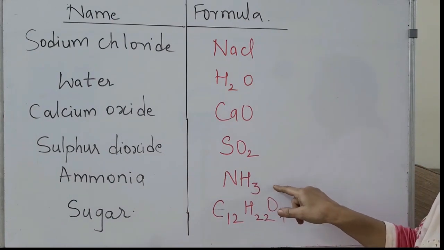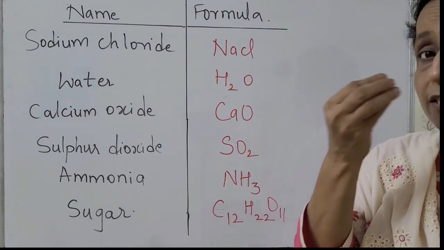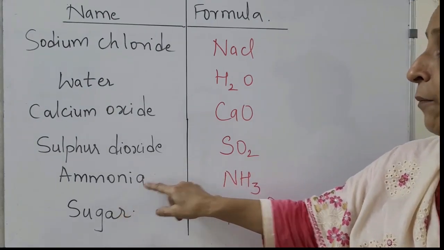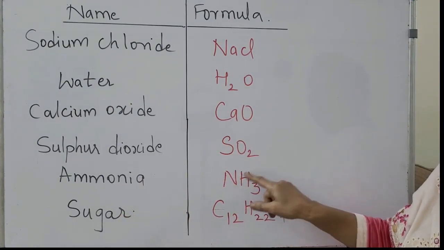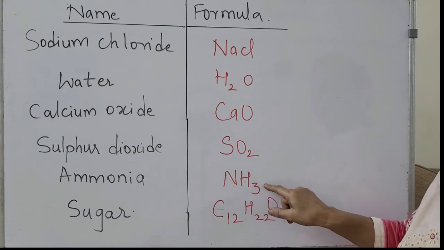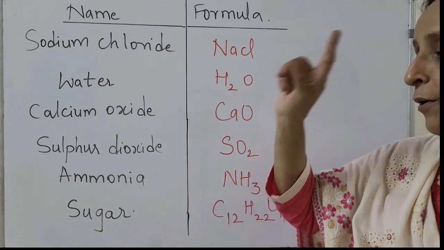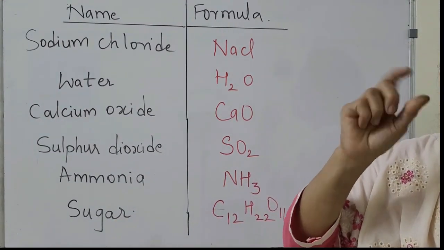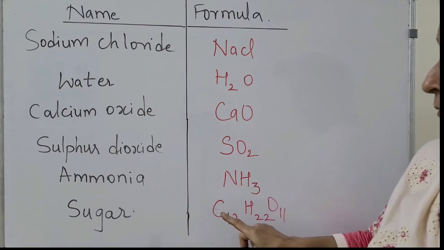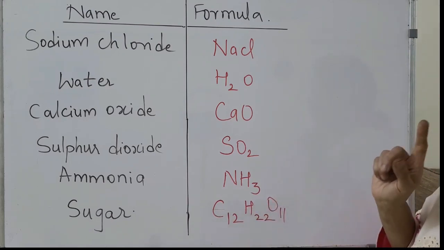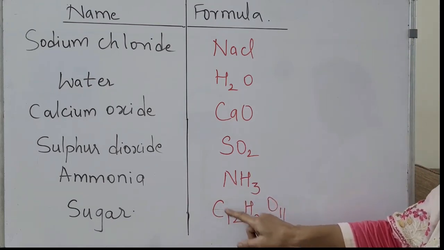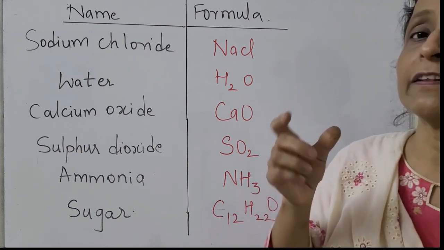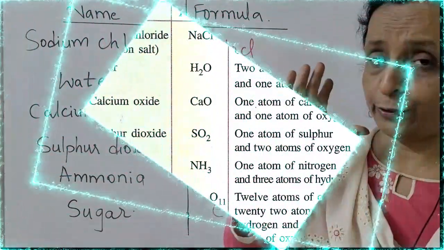Ammonia, NH3. Now this bad smelling substance, the smell which comes from the urine, is ammonia. 1 atom of nitrogen and 3 atoms of hydrogen will lead to the formation of ammonia. Now sugar which you eat, sugarcane juice which you drink, has got carbon, hydrogen, oxygen. So how many carbon? 12 carbon, 22 hydrogen and 11 oxygen will be present in the sugarcane juice.